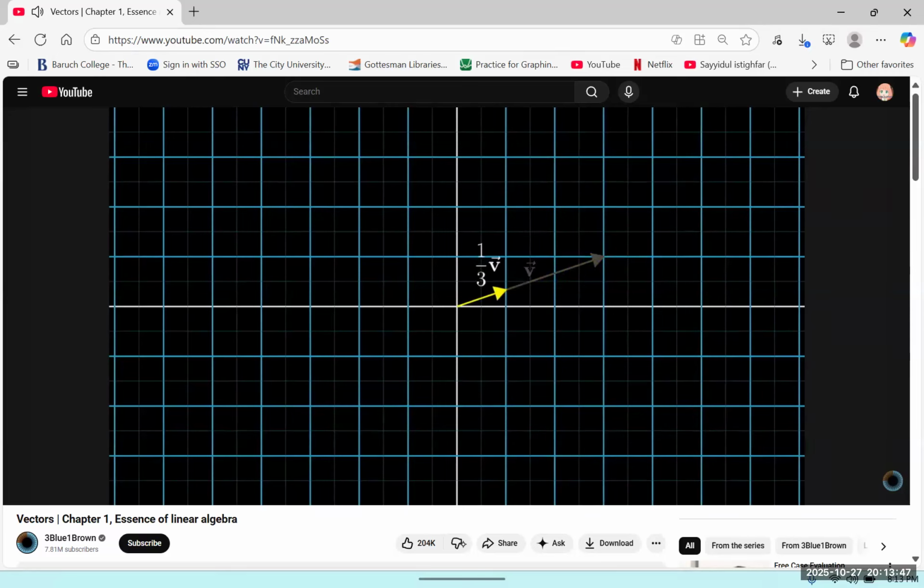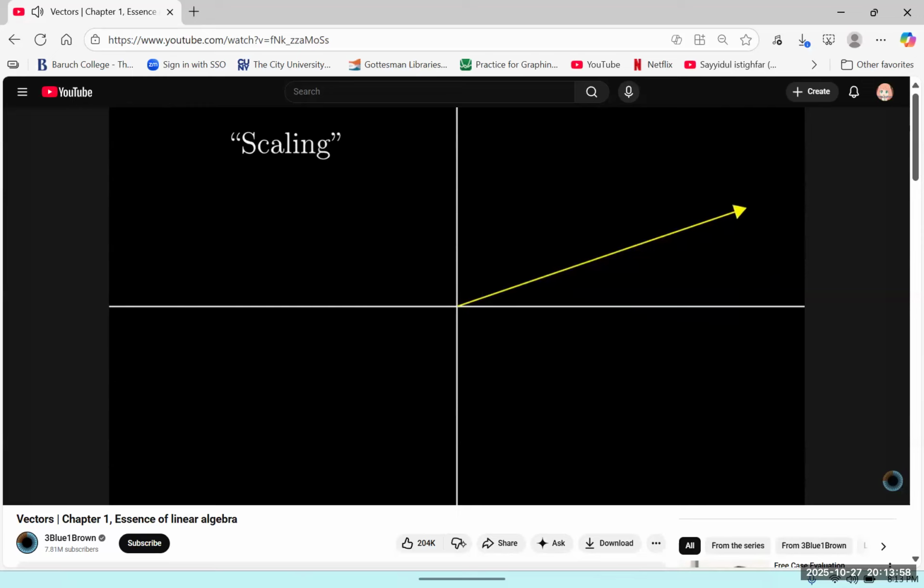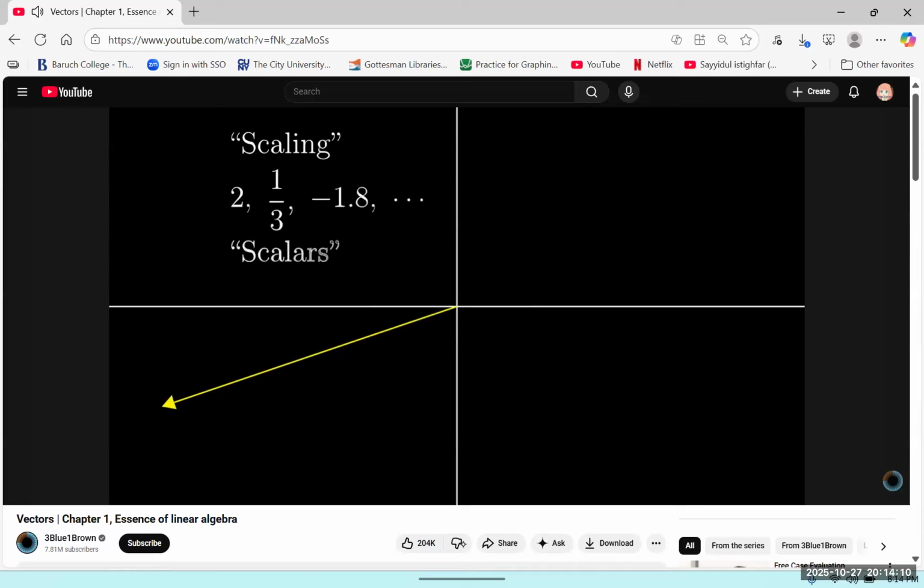length. When you multiply it by a negative number, like negative 1.8, then the vector first gets flipped around, then stretched out by that factor of 1.8. This process of stretching or squishing or sometimes reversing the direction of a vector is called scaling. And whenever you catch a number, like 2 or 1/3 or negative 1.8, acting like this, scaling some vector, you call it a scalar. In fact, throughout linear algebra, one of the main things that numbers do is scale vectors, so it's common to use the word scalar pretty much interchangeably with the word number.